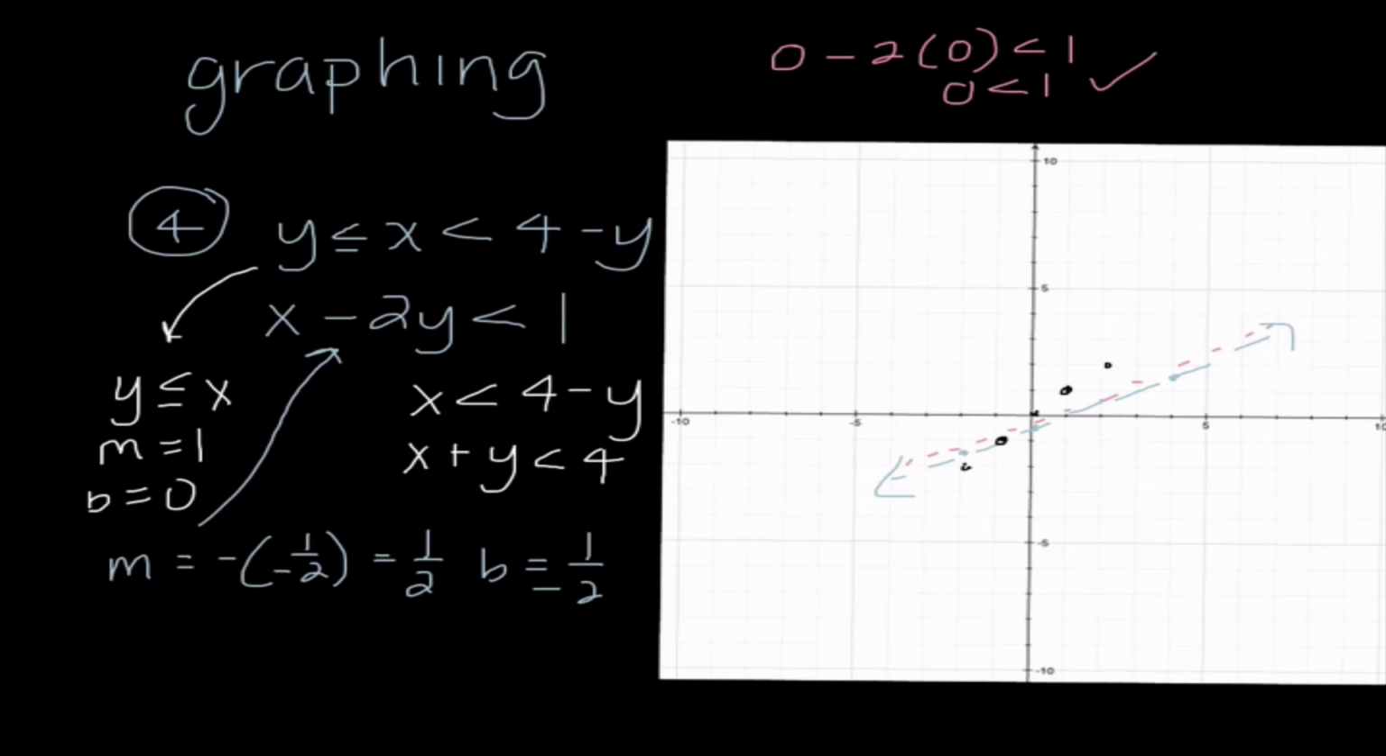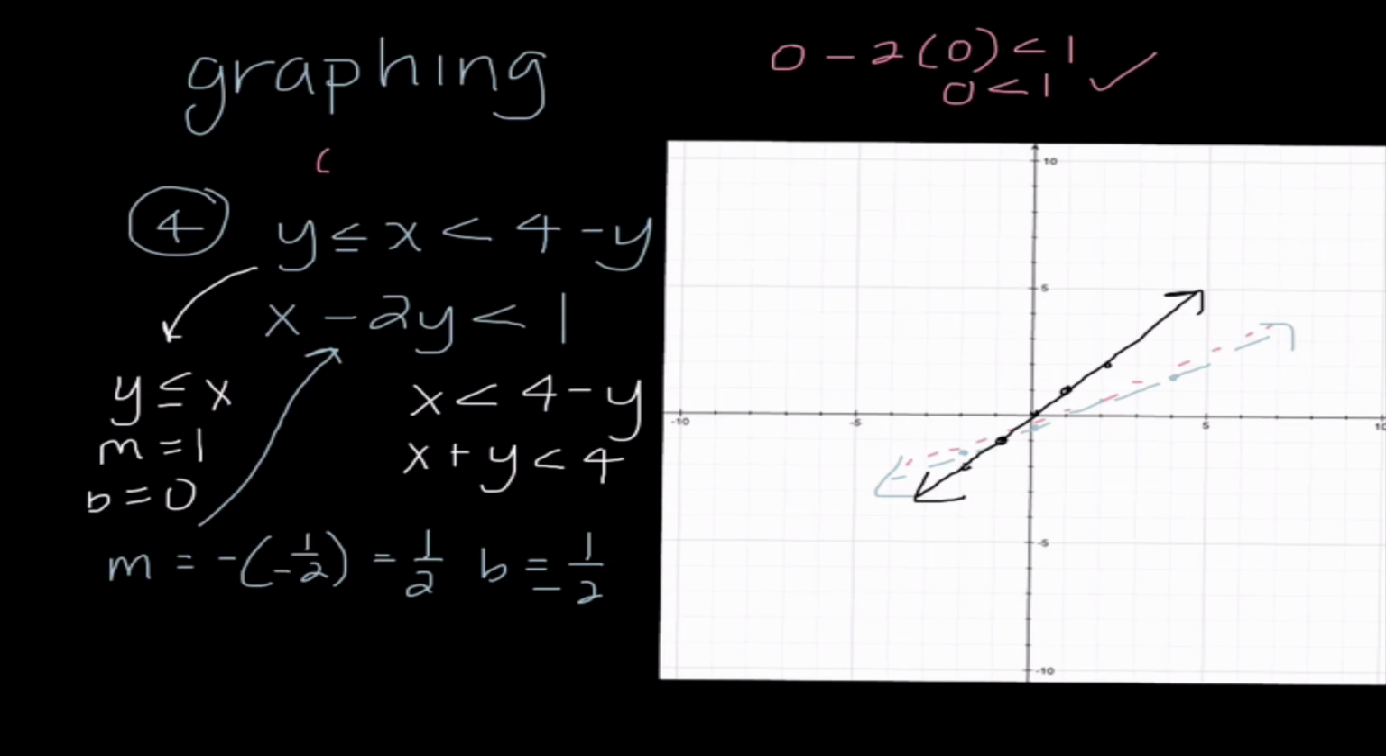Okay, and this line is going to be a solid line. The reason why I know this is solid is because it says less than or equal to. Let's double check. Let's choose an ordered pair. This time 0, 0 doesn't work because it's on the line. So I might try something like, let's see, let's write it up here.